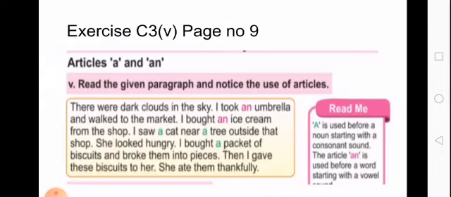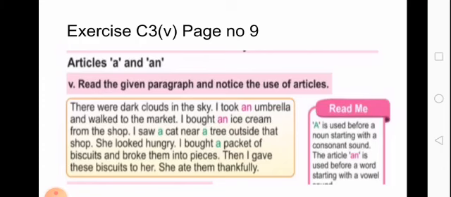Now, this exercise related to articles. Read the given paragraph and notice the use of articles. There were dark clouds in the sky. I took an umbrella. Why an? Because of the vowel sound in the word umbrella. And walked to the market. I bought an ice cream. Again, the ice cream starts with a vowel sound, so we put an ice cream.